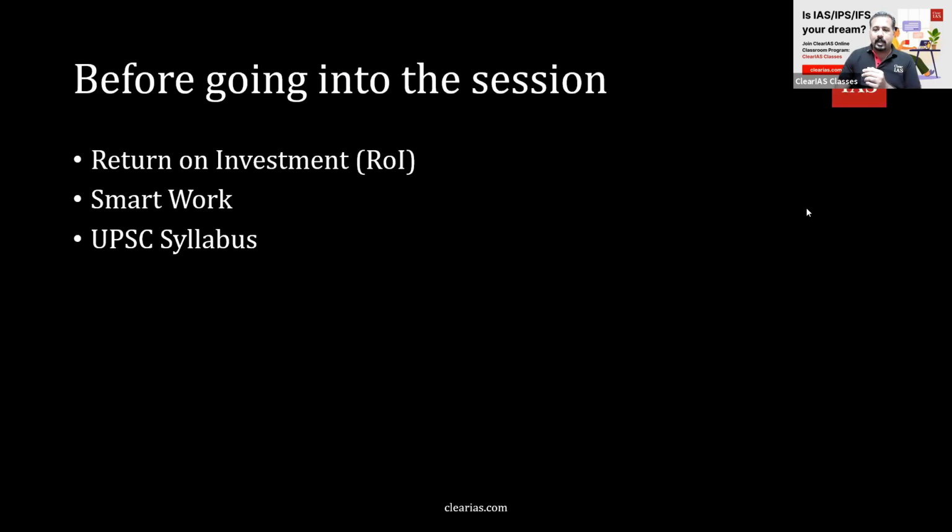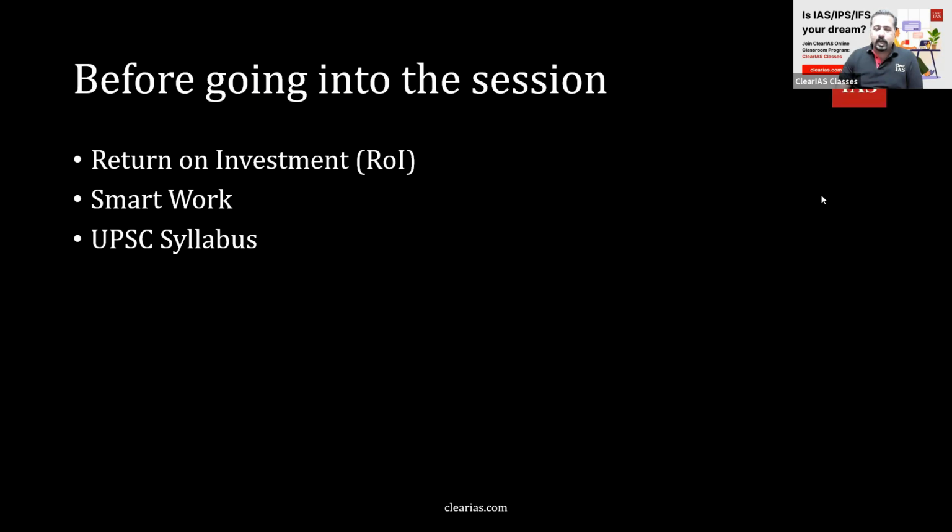Now let me take the third concept. The third concept is the UPSC syllabus. Why I mention the UPSC syllabus in the newspaper reading session is because whether it is newspaper reading, any other current affairs topics, or any static topics, you should always link that with the UPSC syllabus. What is the significance of the new topic which you are studying with respect to the UPSC syllabus? This is something we should always think about before taking any new topic.